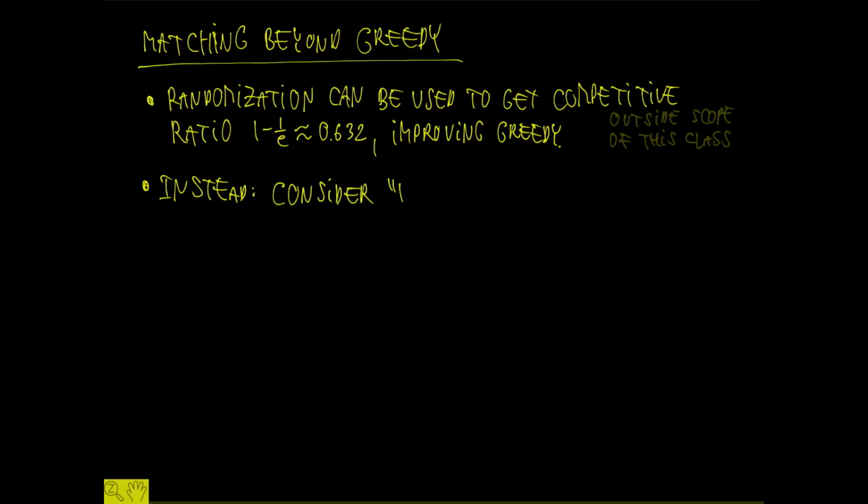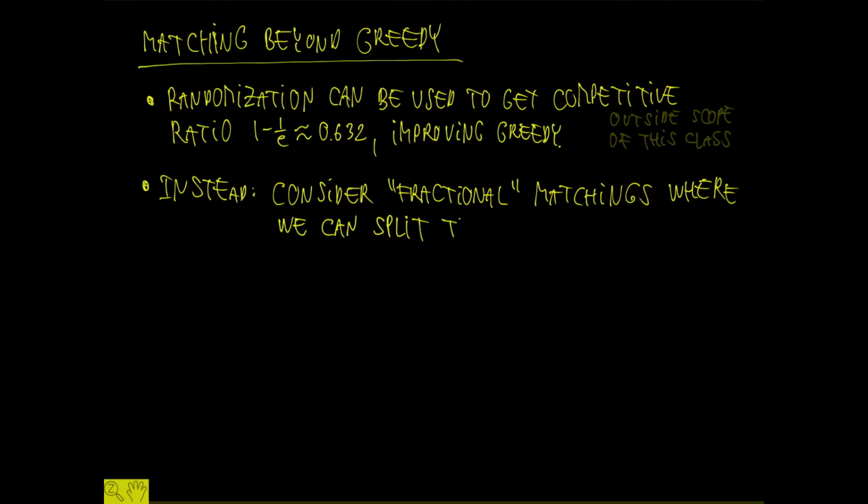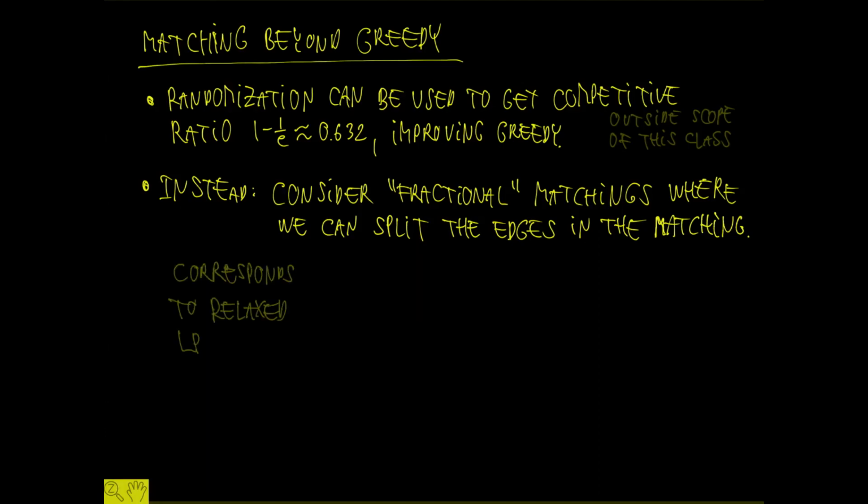Unfortunately, this is too complicated or too big a topic to cover in this class, but instead we'll cover a related result that kind of contains the gist of the result, which is about fractional matchings. So here we don't have to either choose an edge or not, but we can kind of split the matching edge between several of the outgoing edges from the vertex. Now this problem, as you might have seen, corresponds exactly to the LP relaxation of the original IP formulation.